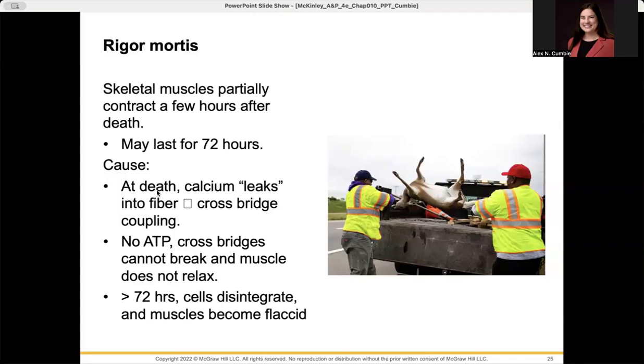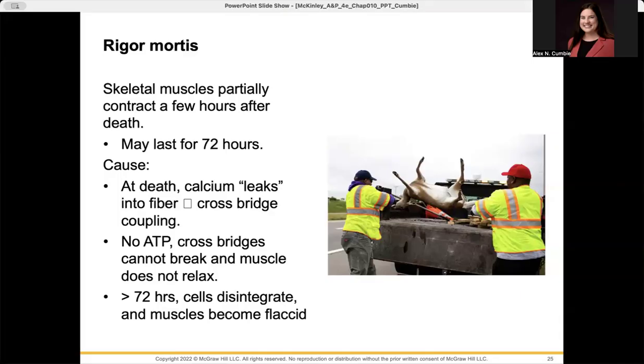The cause of this is because calcium is leaking into the fiber and it's forming those cross bridges. Remember, calcium binds to troponin. Troponin pushes tropomyosin out of the way, and then we have attachment of our muscle fibers to each other. And so this can happen where we are forming these cross bridges, which we just call cross bridge coupling, because of that calcium leak. There's no ATP going to come in and bind, which causes the separation of the myosin head from the actin filament. And so these muscles just stay in a constant contraction.